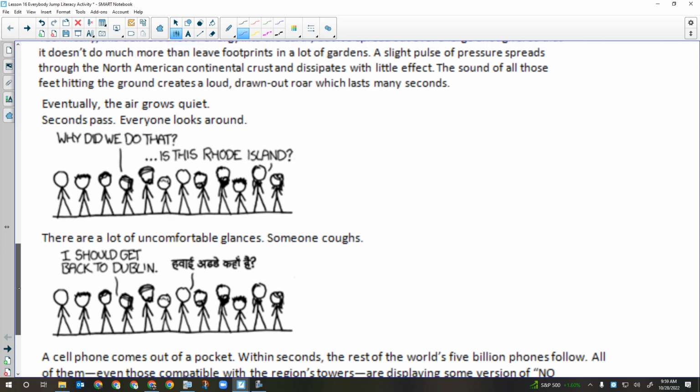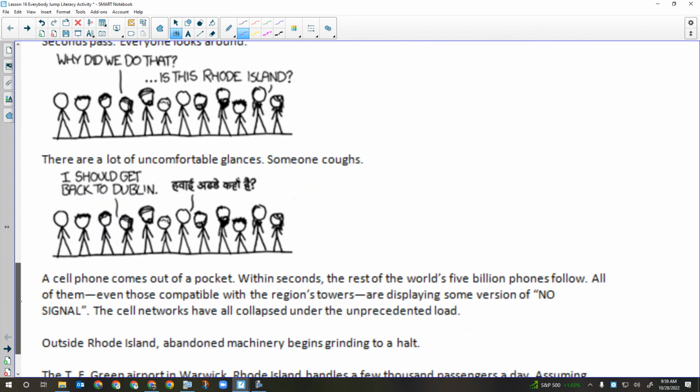So, a cell phone comes out of a pocket. Within seconds, the rest of the world's 5 billion phones follow. All of them, even those compatible with the region's towers, are displaying some version of no signal because the cell networks have collapsed under the unprecedented load. Because that would happen.